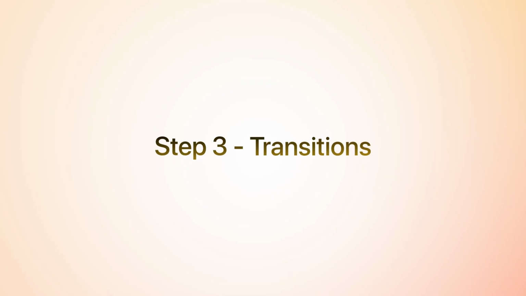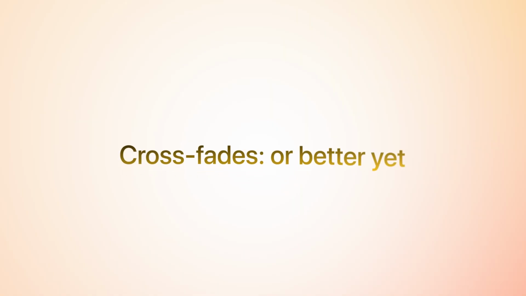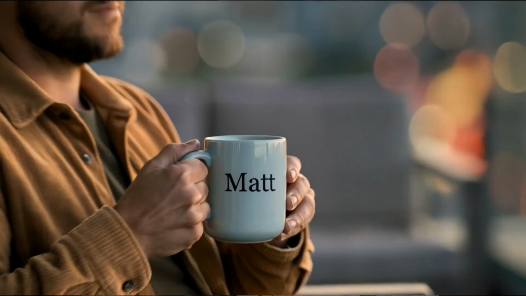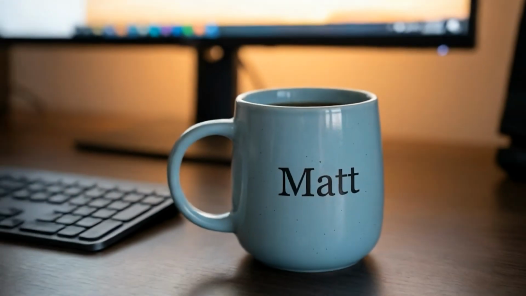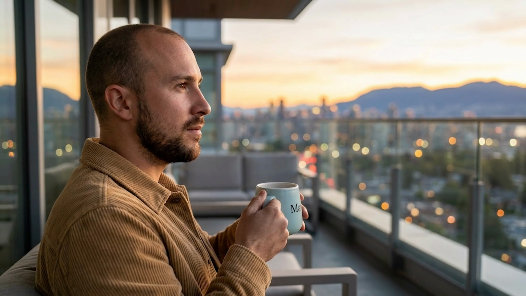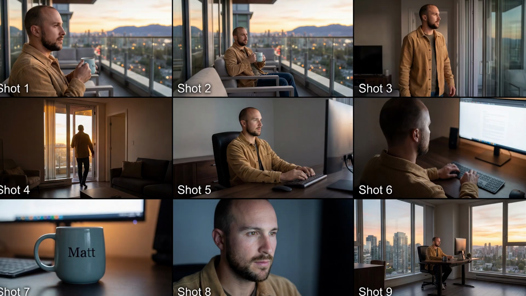Step 3. Transitions. Keep it simple. Crossfades, or better yet, use a match cut. Cut from the coffee cup on the balcony directly to the coffee cup on the desk. Same object, different location. It's a professional filmmaker's trick, and it works beautifully here because we designed the consistency from the very beginning. This is why we spent time on the hero image. This is why we built the 9-scene board. Everything was pointing toward this edit.